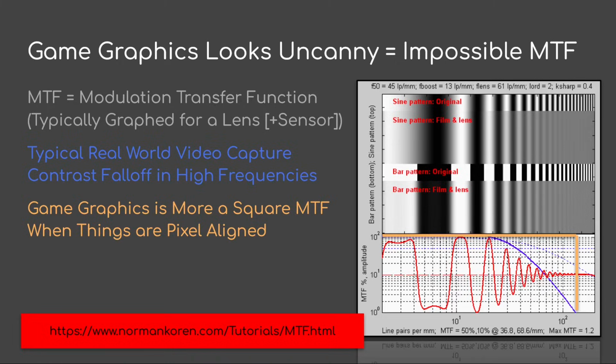So if we were to look into why game graphics look uncanny and why they look gamey, part of this is because they have an impossible MTF, or modulation transfer function. Typically, you'd see this graphed for a lens with a sensor, and in real-world video capture, there is a contrast fall-off in the high frequencies. Game graphics has more of a square MTF when things are pixel aligned, and then depending on the subpixel alignment, that will phase between this square MTF and something that has some amount of fall-off near Nyquist. And that is why game graphics looks highly uncanny.